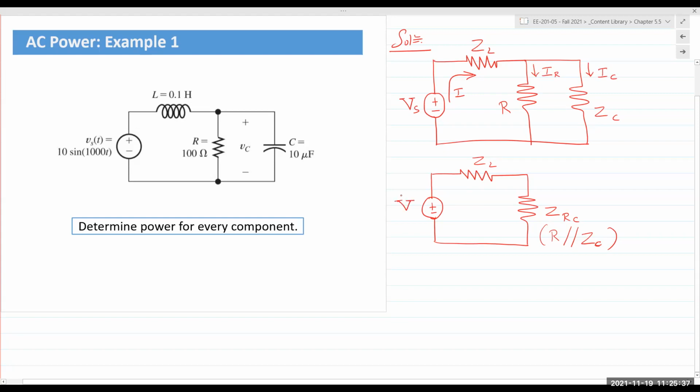This is V. And of course, oh, sorry, VS. And ZEQ is equal to ZL plus ZRC, and that's the total current I.